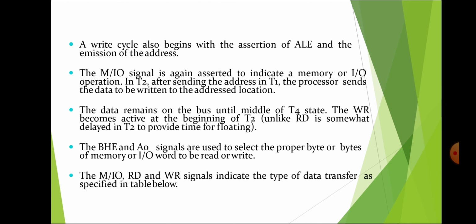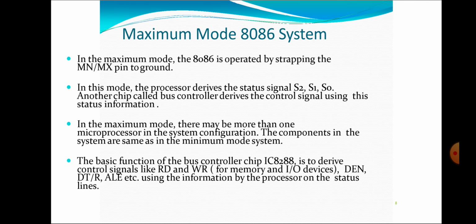The write cycle also begins with the assertion of ALE and the emission of the address. The memory input output signal is again asserted to indicate a memory or input output operation, and in T2, after sending the address in T1, the processor sends the data to be written to the addressed location. So the data remains on the bus until the middle of the T4 state, and the write becomes active at the beginning of T2, unlike read, which is somehow delayed to T2 to provide time for floating. Okay, so this is how exactly the minimum mode can operate.